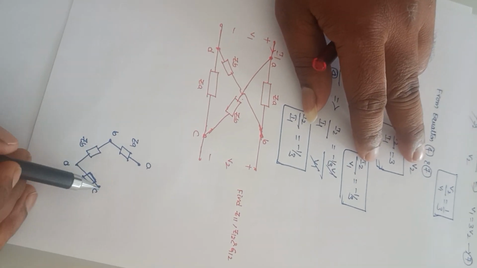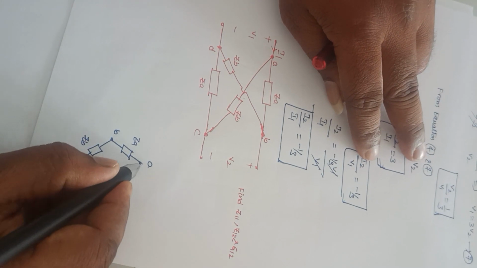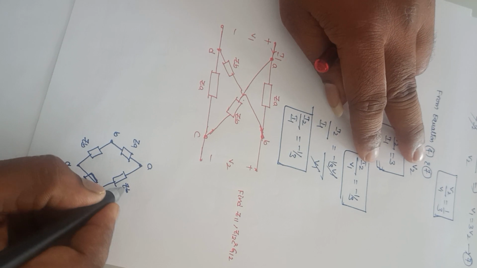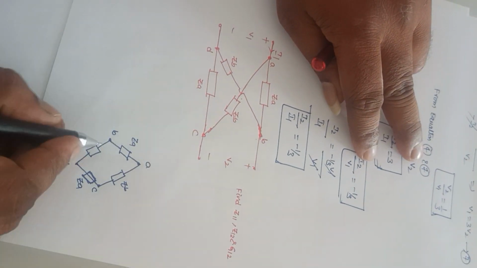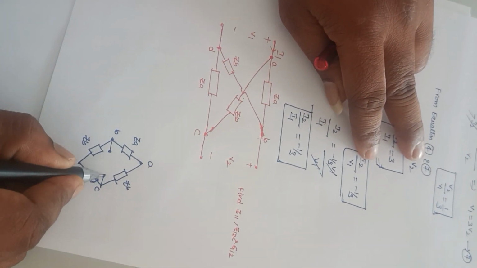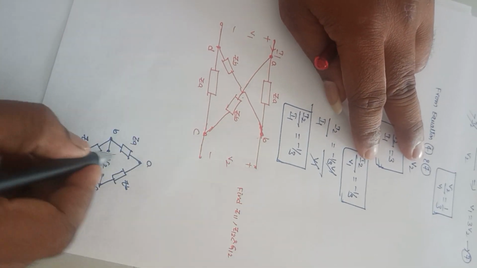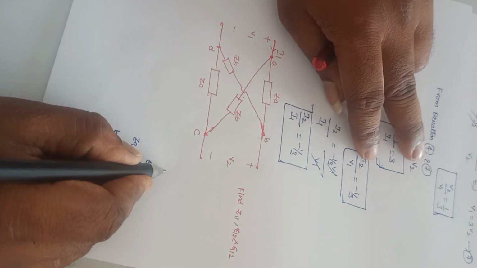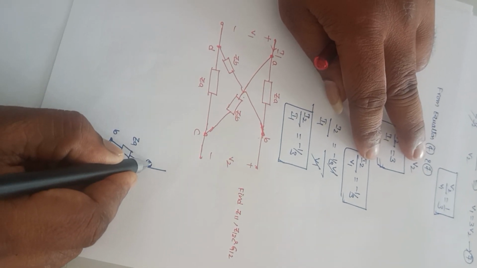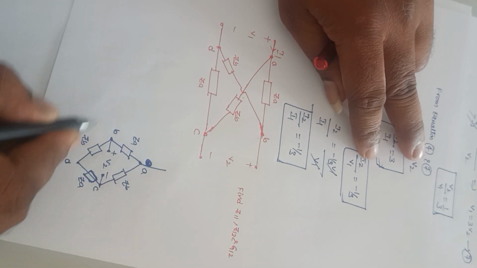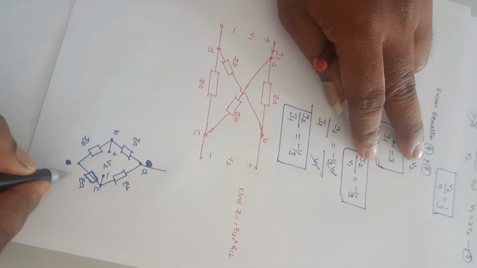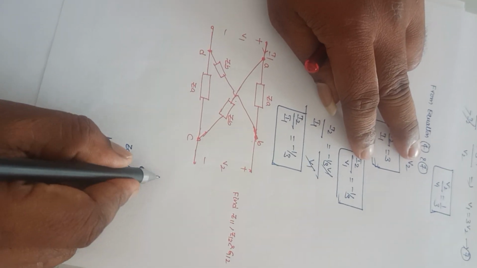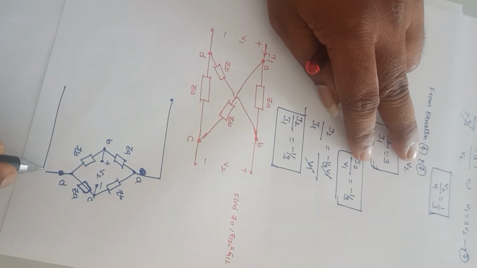Now between C and A, another impedance ZB is connected here. Now between B and C, this is the voltage V2, where B is plus and C is minus. From this A point and this D point, the input is given.